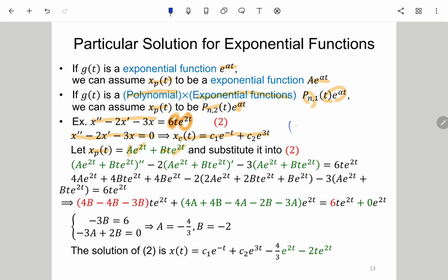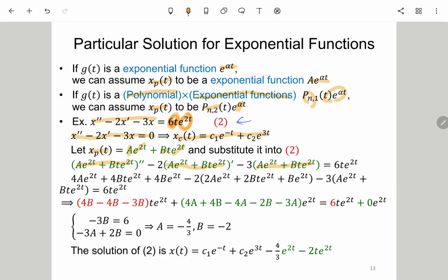We don't write it as a plus bt times exponential 2t, because of course they are the same, but this form is easier for us to evaluate the second derivative, because you need the product rule. Actually we need to plug this xp back into equation 2, so that you have the second derivative minus 2 times the first derivative of xp, and then minus 3 times this particular solution, xp of t.